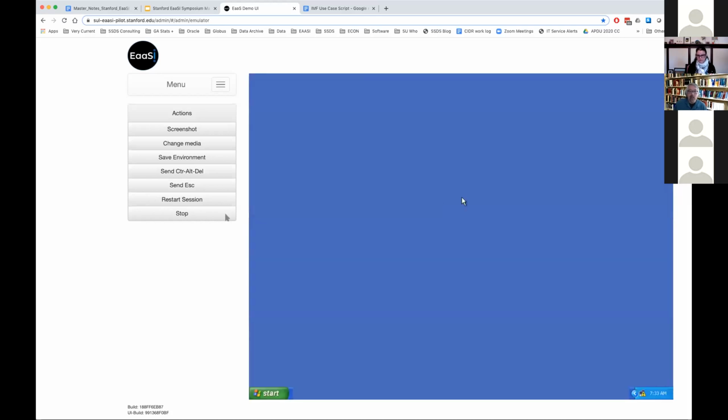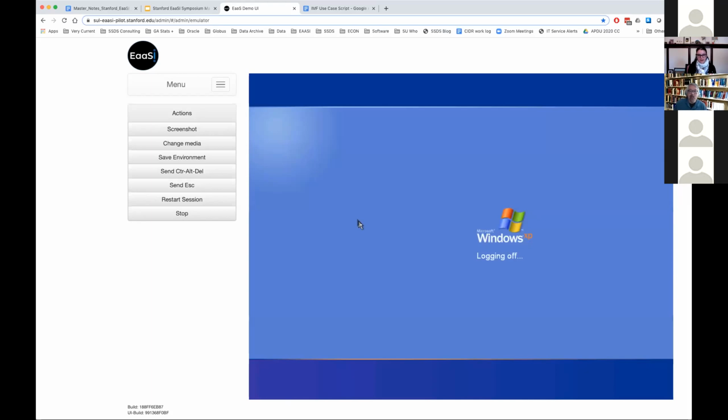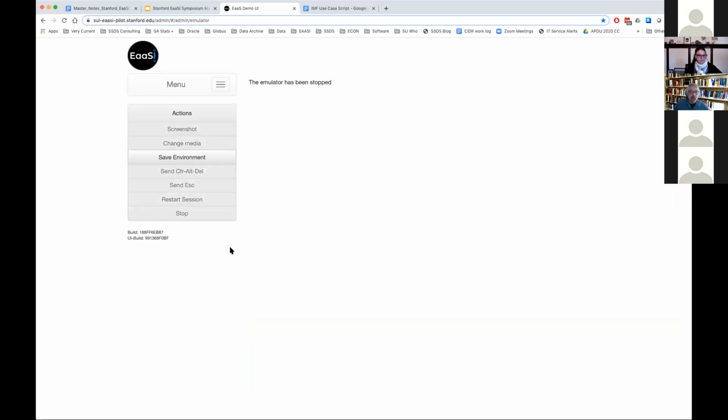And one thing that you'll learn is, if your cursor is trapped in the emulation window, you can click the escape key and it will be released. So now Windows is logging off. And we can go ahead and just, the emulator has been stopped. So I'm going to bring up the last slide if I can get to it in our presentation.